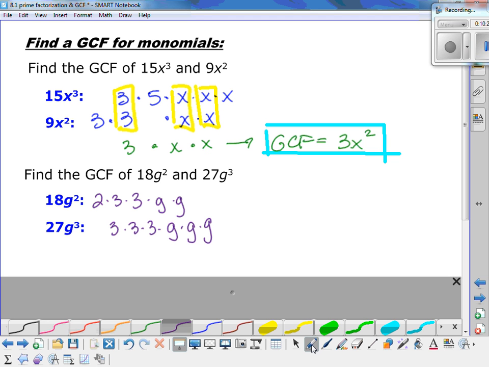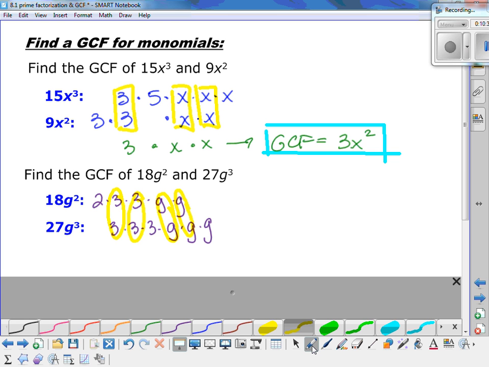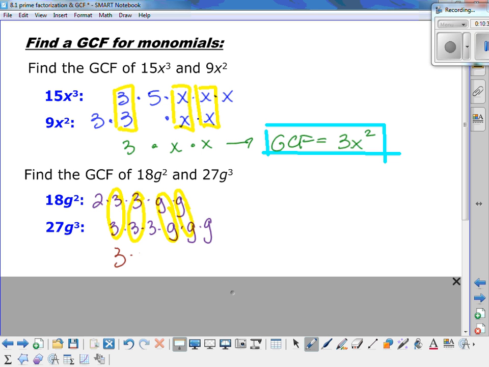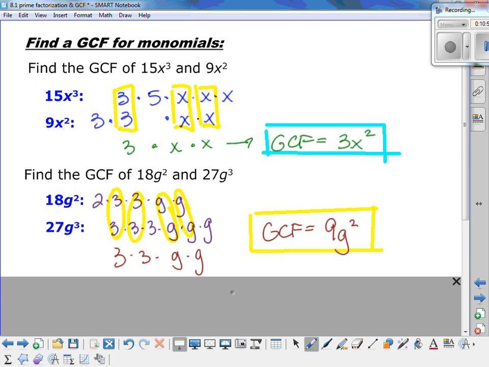So now if I look at where they overlap, I've got a 3, a 3, a g, and a g. So 3 times 3 times g times g. So that means that my GCF is 9g squared. Okay. Any questions on that? So you see how my exponent ends up being just whatever the smallest exponent is? And then you guys knew that 9 goes into 18 and 27, right? So you can do it in your head.